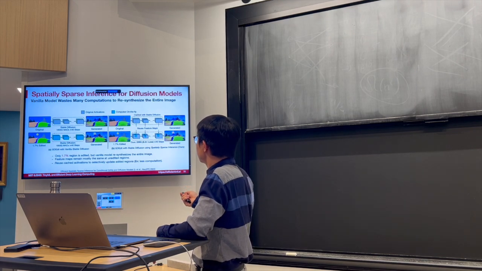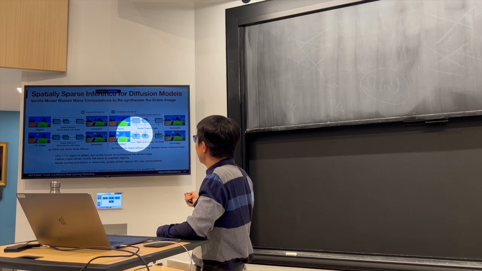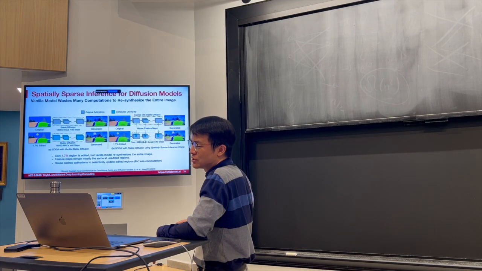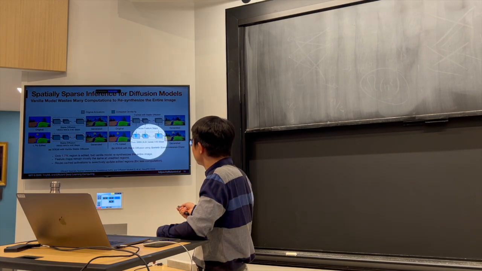Spatially sparse inference basically says we can change just what we edited. For the unedited region, we just reuse the feature maps from the original model. Since we only edited the sun, we only recompute the sun, in green here, and reuse the feature maps for the rest of the areas from the previously generated image. As a result, this can save 8 times the computation.